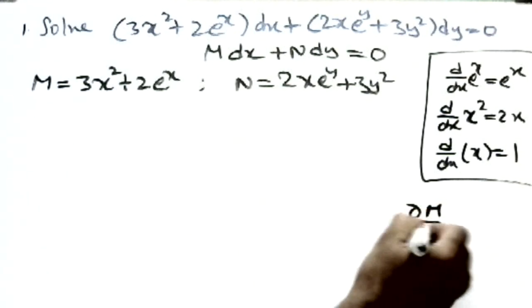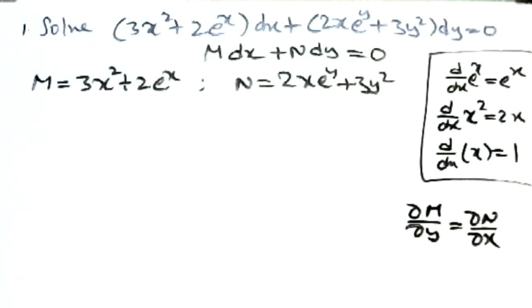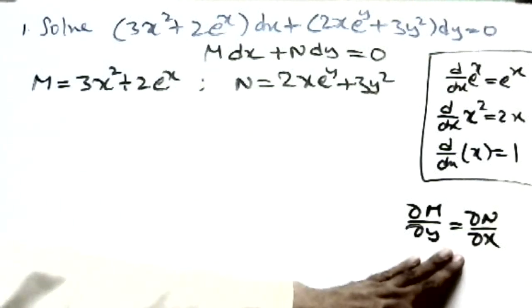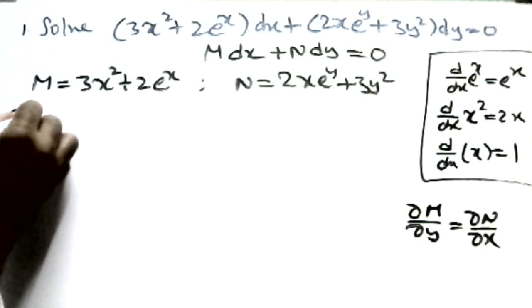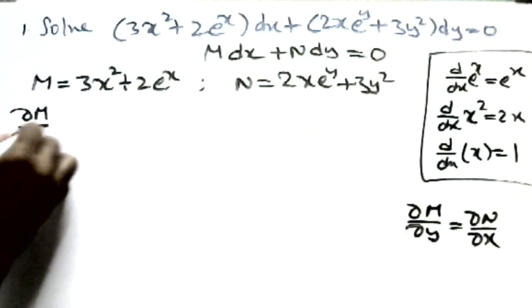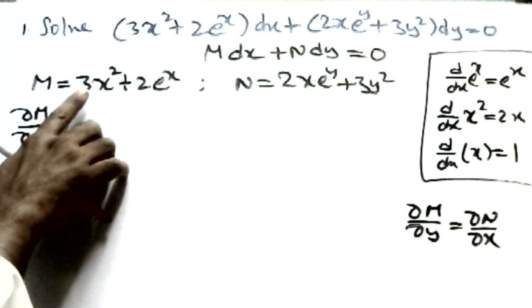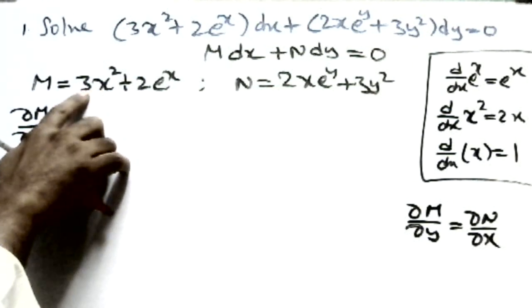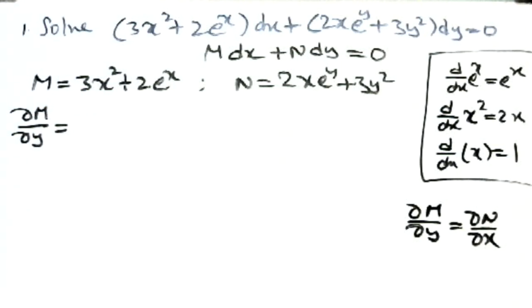For that, what is the condition we have? ∂M/∂y equals ∂N/∂x. So let me find ∂M/∂y and ∂N/∂x, then compare them. Let me differentiate partially with respect to y. When we differentiate partially with respect to y, we consider x as constant, so the differentiation of a constant is 0.